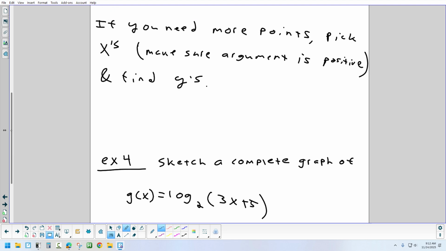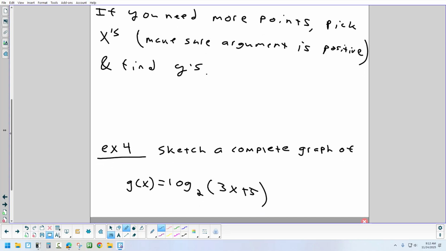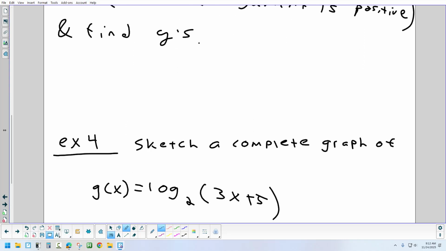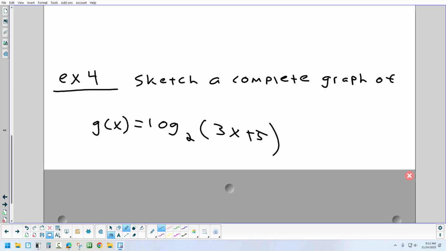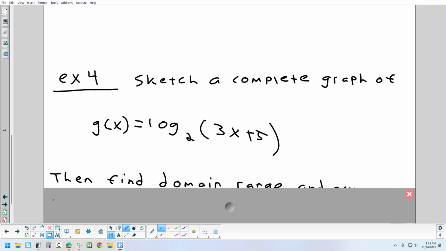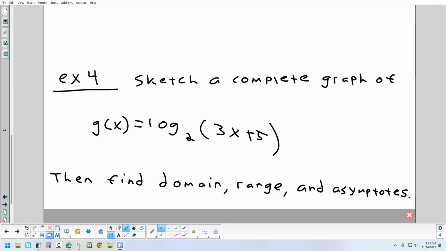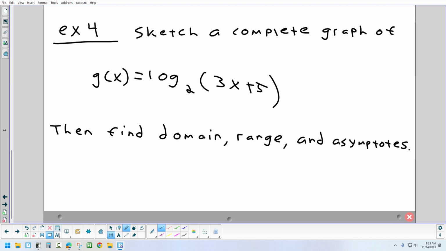All right, so let's try this one. We're going to sketch a complete graph of log base 2 of 3x plus 5. First thing that we'll do is find one of the things I mentioned up above: either the x-intercept, the y-intercept, or the vertical asymptote. Lens, which one do you want to try to find first? Maybe the vertical asymptote. Okay, so let's start with that.